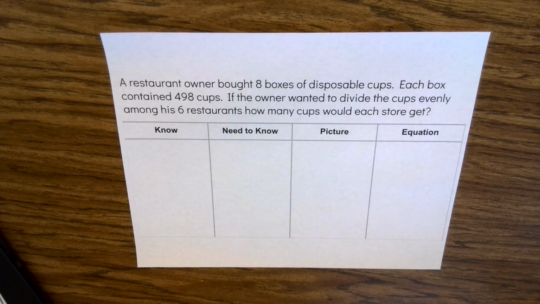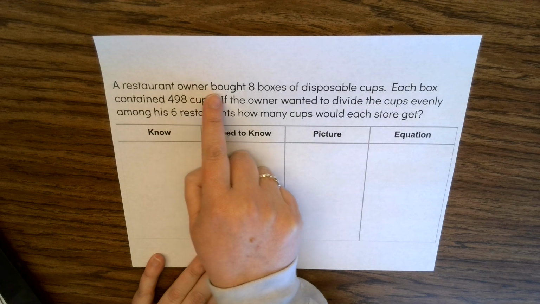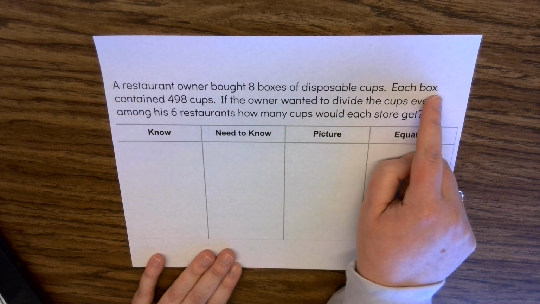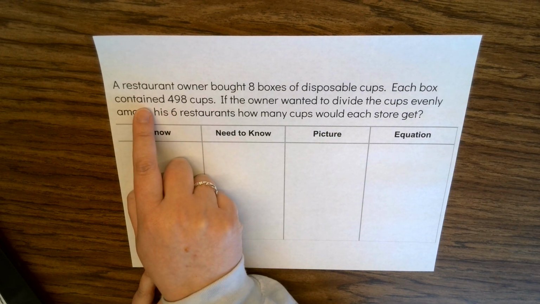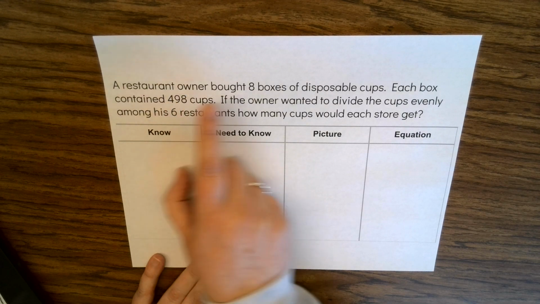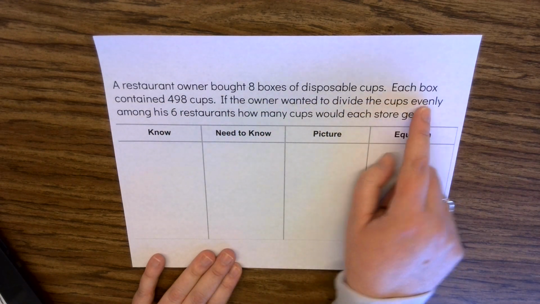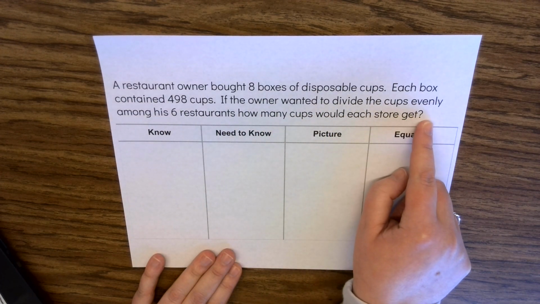All right. So I'm going to go ahead and read this word problem of the day to you. A restaurant owner bought 8 boxes of disposable cups. Each box contained 498 cups. Contain means how many it had in it. So it had 498 cups in each box. If the owner wanted to divide the cups evenly among his 6 restaurants, how many cups would each store get?